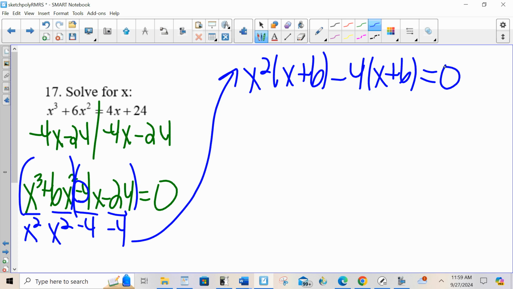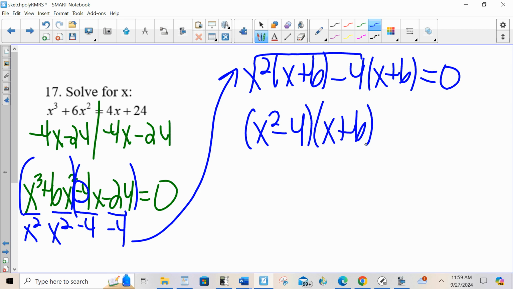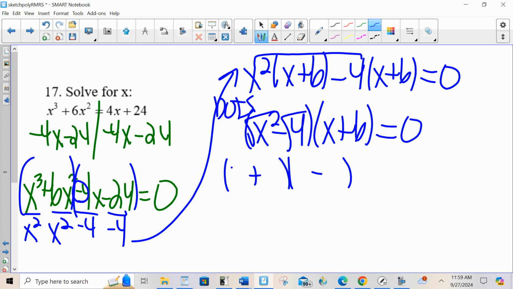That's step 1 of grouping. Step 2 is to combine your coefficients, x squared minus 4. Keep the like term, x plus 6 equals 0. Can I factor further? Yes. I have a difference of 2 squares, 2 sets of parentheses, plus and minus, square root of each, x and x, 2 and 2. The other one comes down.